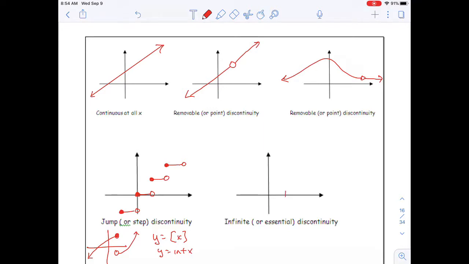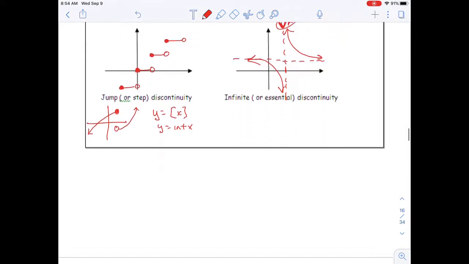Infinite discontinuity is back in those days of your rational functions. Remember graphing things like this, where you would have infinite discontinuity here at this vertical asymptote. Vertical asymptotes are infinite discontinuity. Anytime you have a vertical asymptote, that's infinite discontinuity.